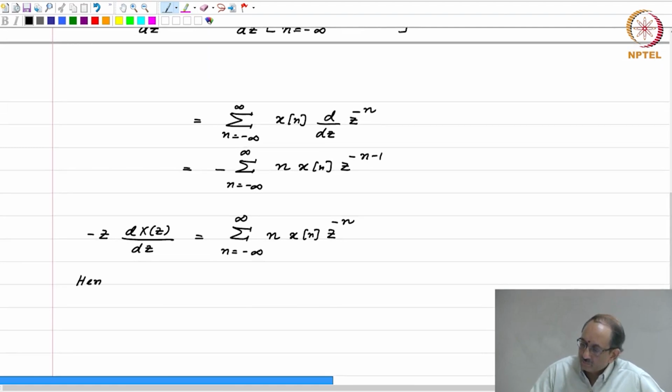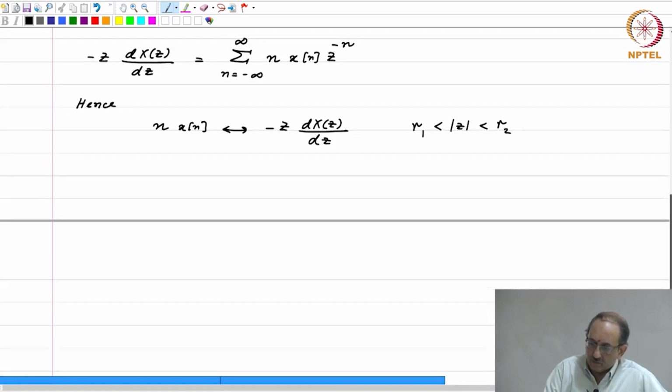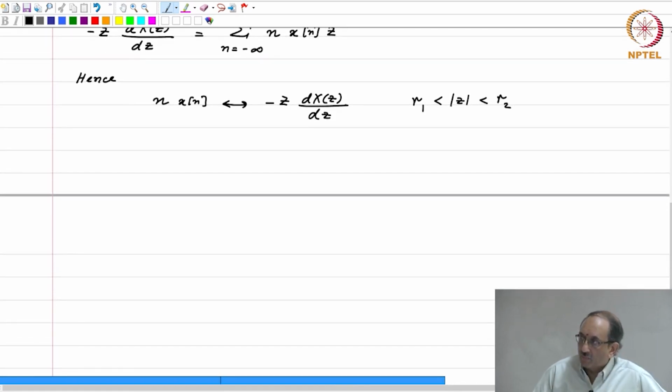Therefore, we get n x of n having this as the Z transform, and ROC, when you have rational x of z, the ROC does not change. And we will apply this to this particular example.